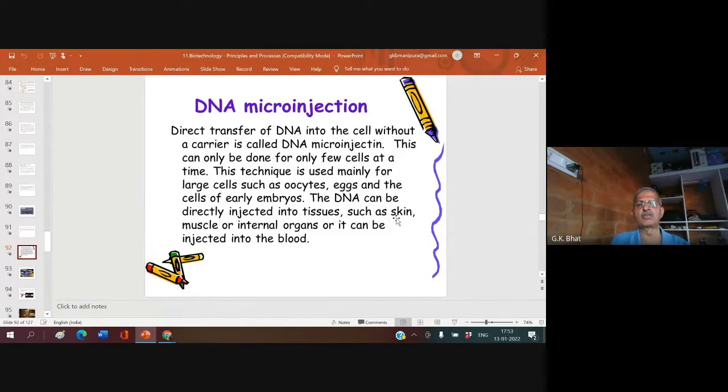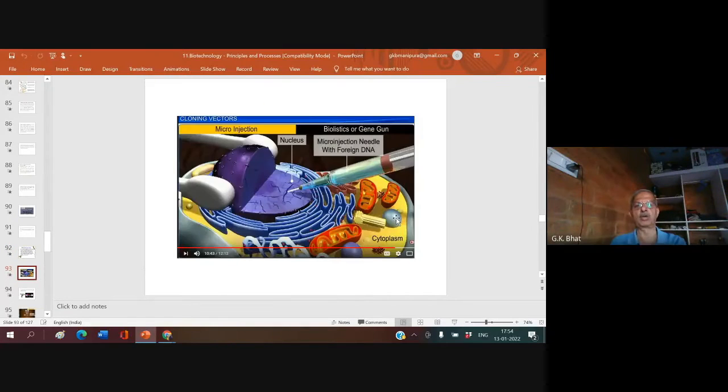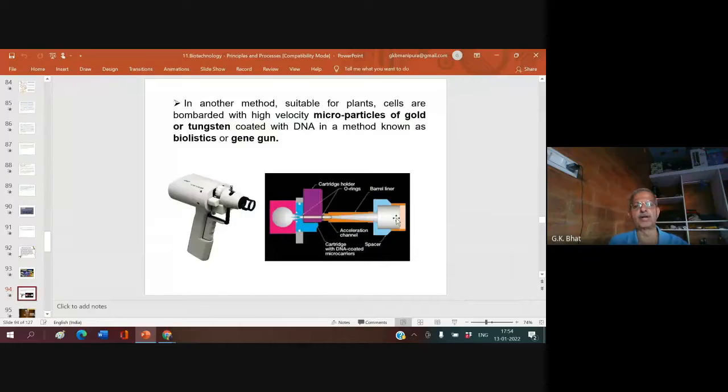This technique is used mainly for large cells such as oocytes, eggs, and cells of early embryos. The DNA can be directly injected into tissues such as the skin, muscle, or internal organs, or it can be injected into the blood. This is what is called DNA microinjection. Okay? Right, direct injection.